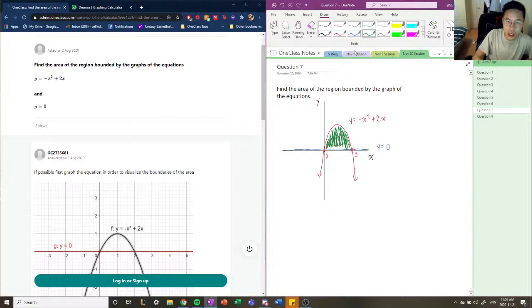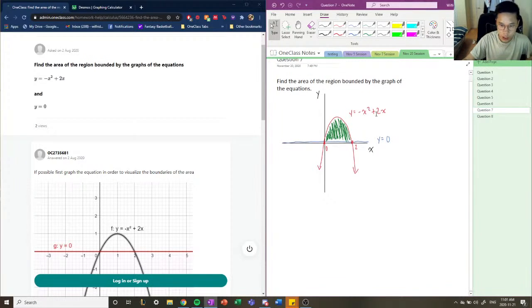Okay, so the integral of this would be the area under the curve of y equals negative x squared plus 2x enclosed by the x-axis, okay? And the points that we're looking for here are the points of intersection between the x-axis and the parabola, which are 2 and 0. So those are our bounds. So basically, we're finding the area under the curve between x equals 0 and x equals 2.